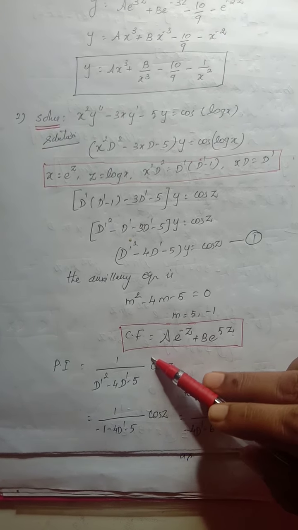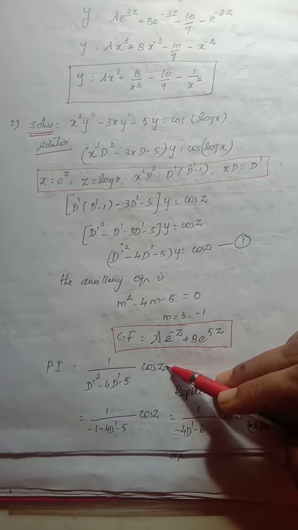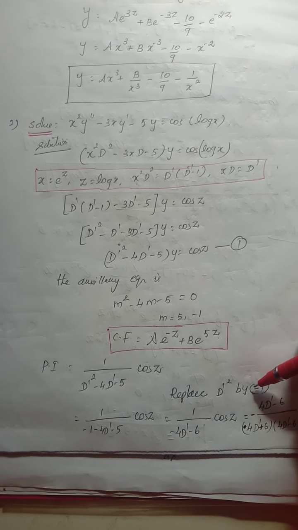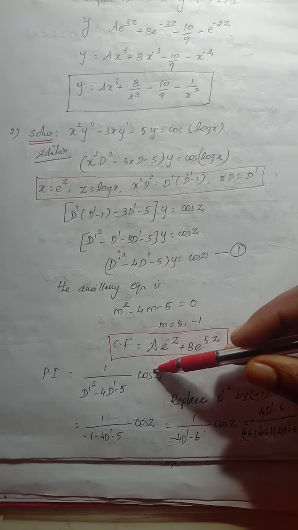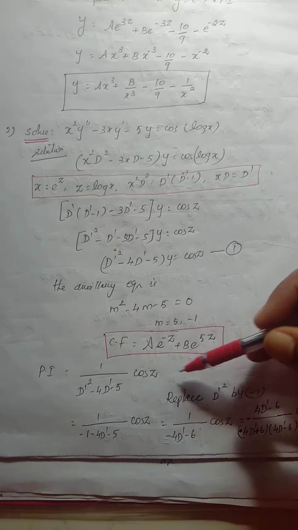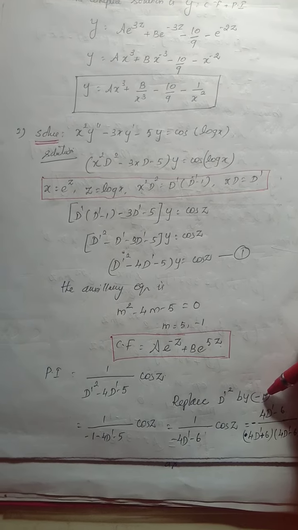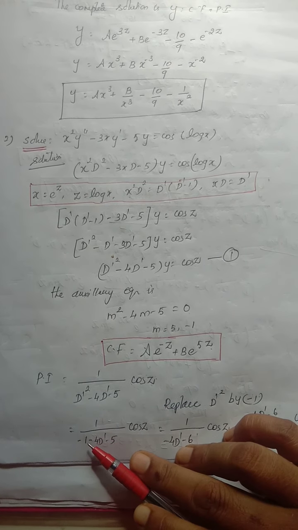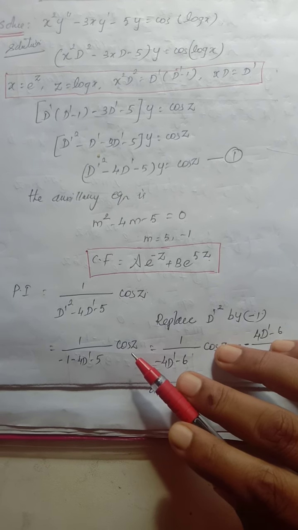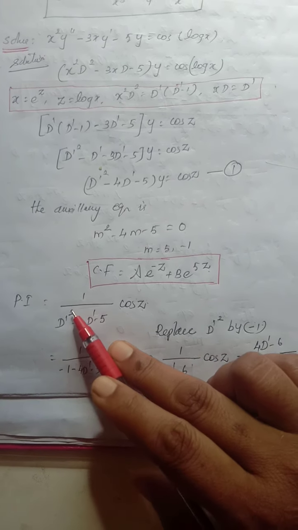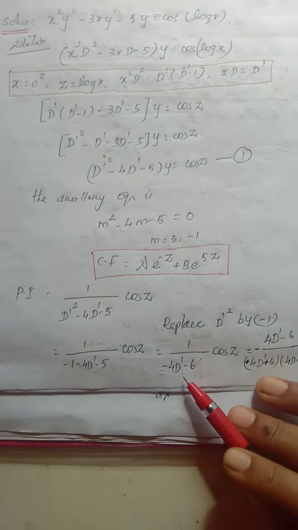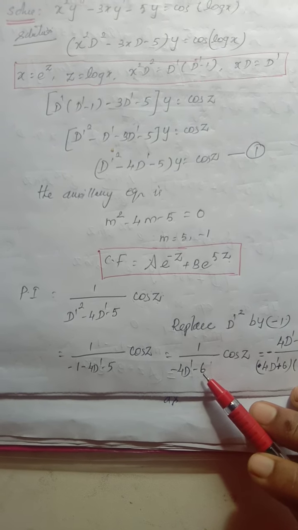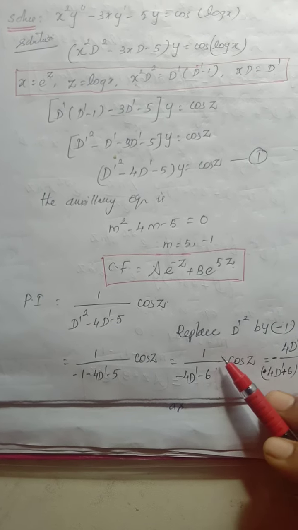So for trigonometric functions, we give the replacement only for d dash squared. That is, d dash squared must be replaced as minus a squared. a is nothing but the coefficient of z, which is 1. That is minus 1 squared, which is minus 1, and that should be replaced for d dash squared. So after giving the replacement for d dash squared, this term can be reduced like this. After taking minus outside, we can solve this by multiplying the conjugate terms in the numerator and the denominator.